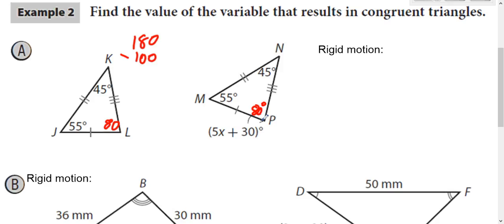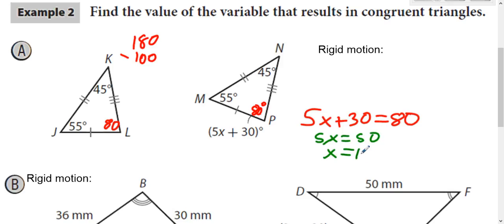for them to be congruent, which means that now we can solve for x because it says find the value of the variable. So our equation, 5x plus 30 equals 80. Subtract the 30, you get 5x equals 50. So x equals 10.